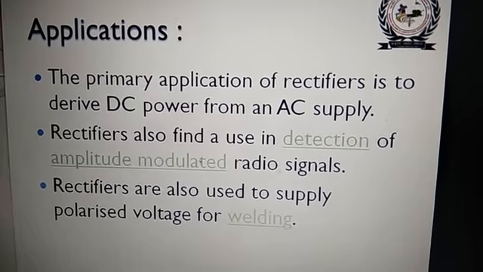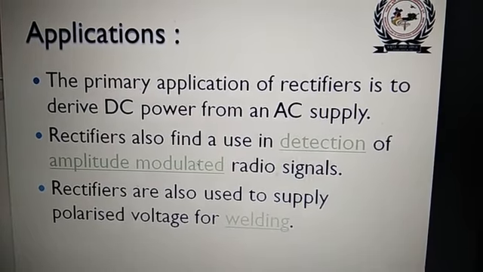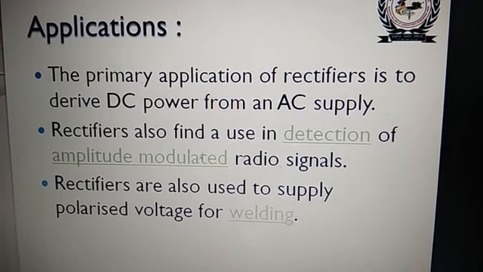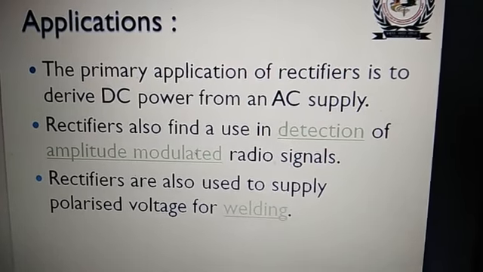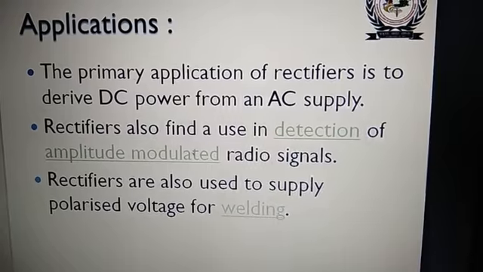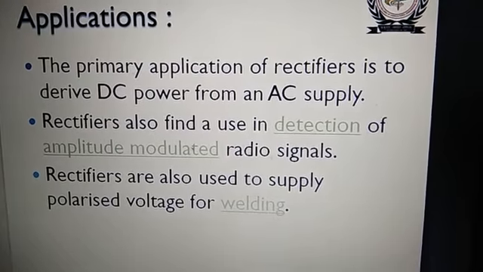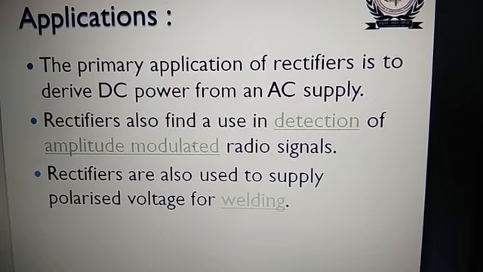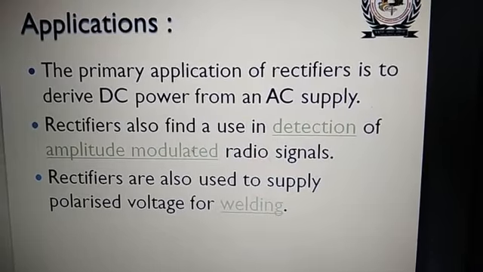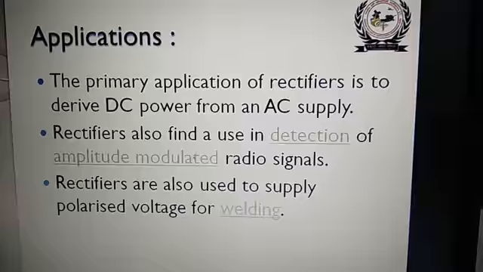Applications of the full wave rectifier. The primary application of rectifiers is to derive DC power from the AC supply. Rectifiers also find a use in detection of amplitude modulated radio signals. Rectifiers are also used to supply polarized voltage for welding, and mostly these full wave rectifiers are used.